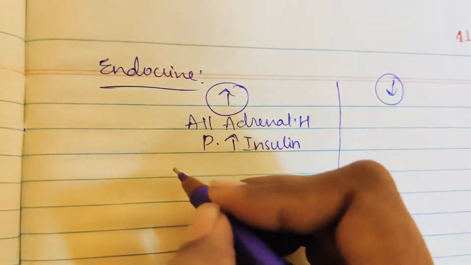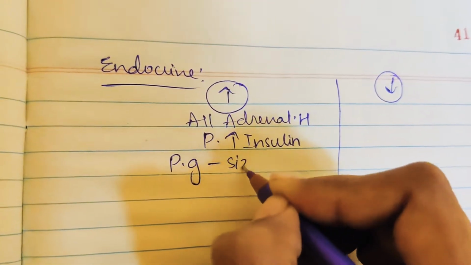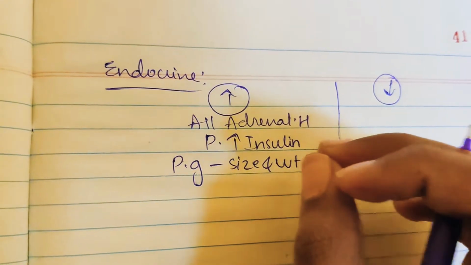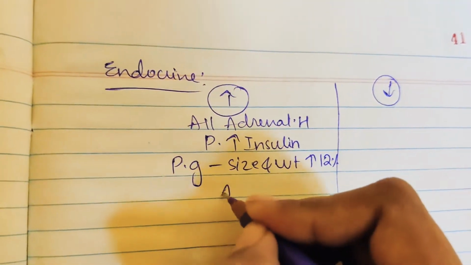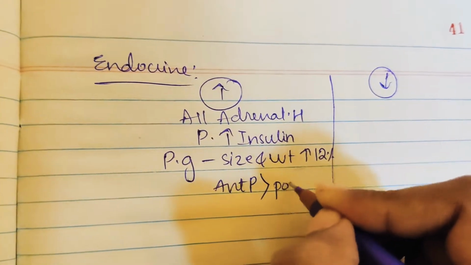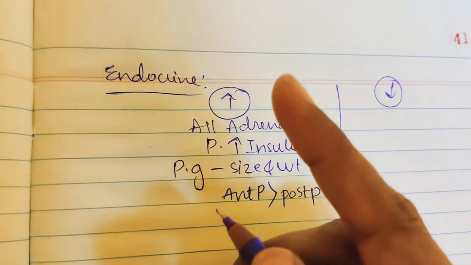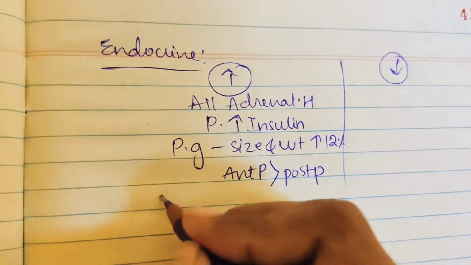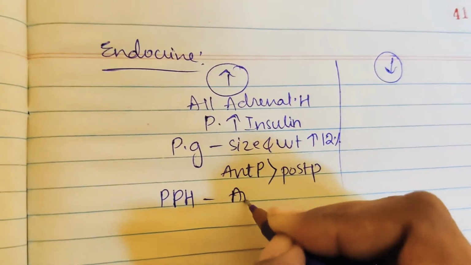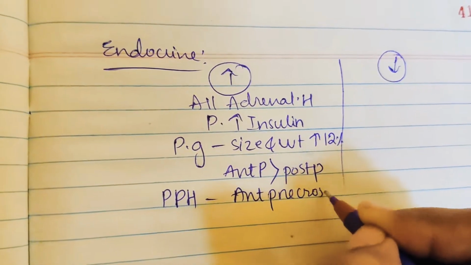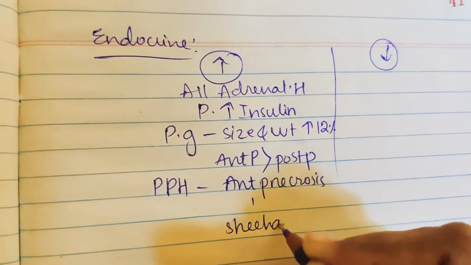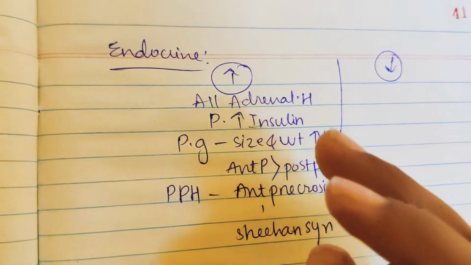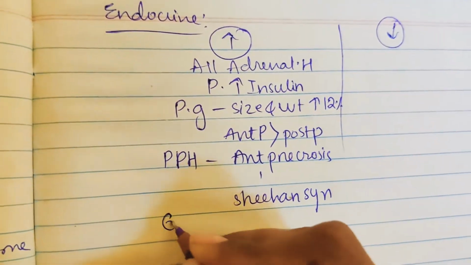In the pituitary gland, the size and weight of the pituitary gland increase by 12%. Anterior pituitary is growing more when compared with posterior pituitary. The next thing is, after delivery if there is postpartum hemorrhage, it will lead to anterior pituitary necrosis. This is called Sheehan syndrome. Okay, this is an important syndrome.